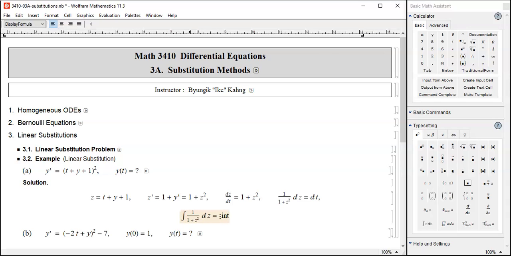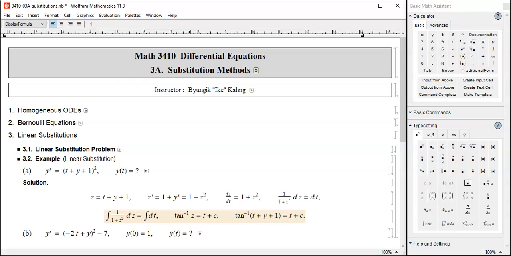That's equal to the antiderivative of just 1. And then what is this? Antiderivative of 1 over 1 plus z squared. That's arctangent. That's equal to t plus c. And let's see, we're almost there, but z is t plus y plus 1. So let's rewrite everything in there. Arctangent of t plus y plus 1 is equal to t plus c. And I guess that's it. We have an implicit solution here.